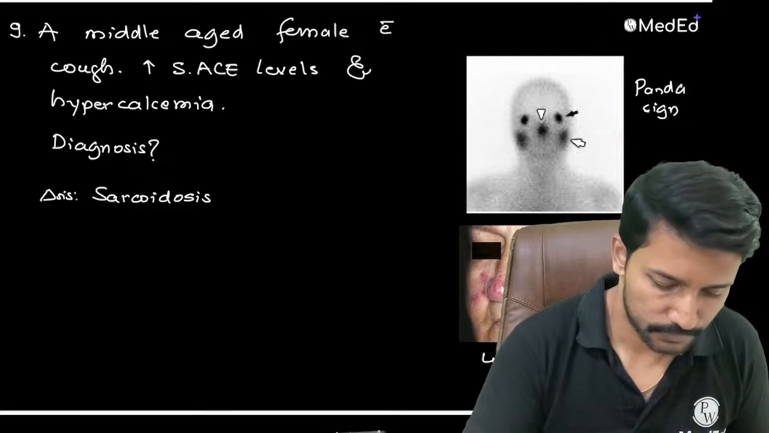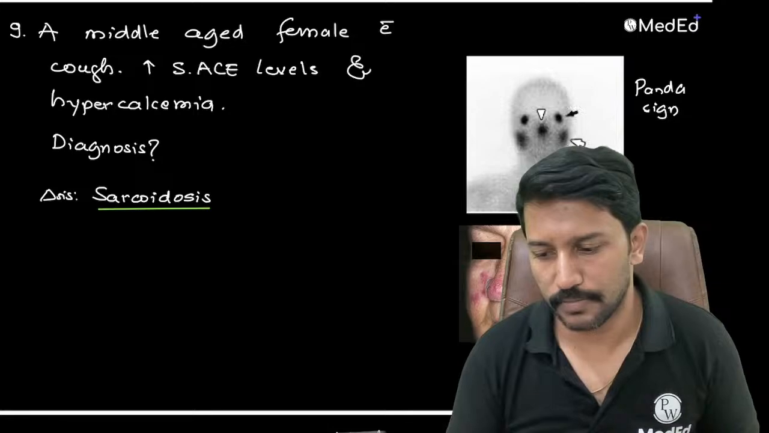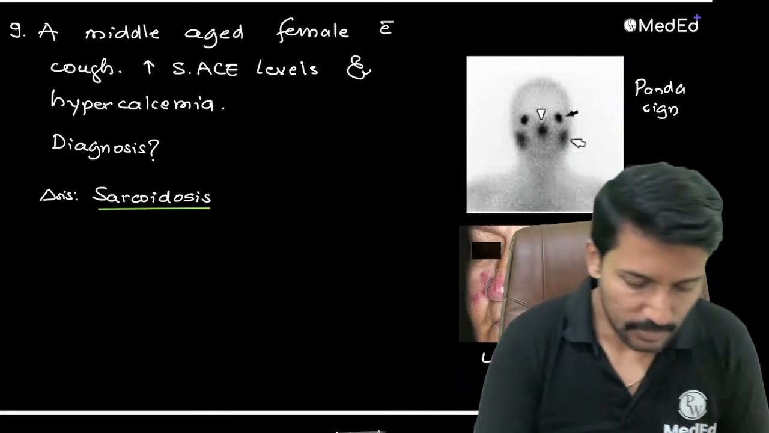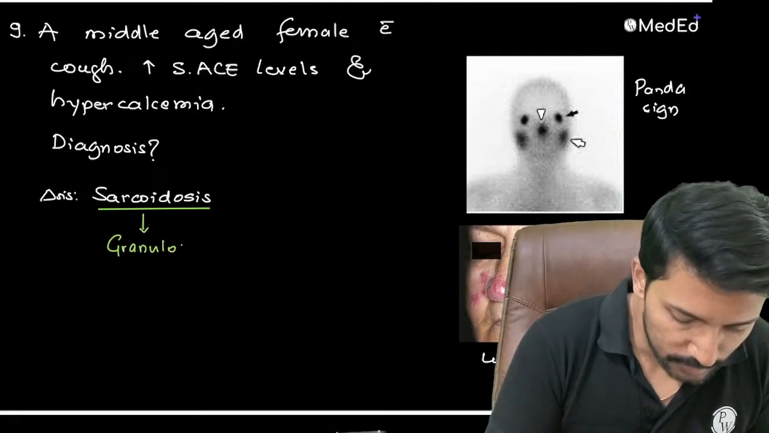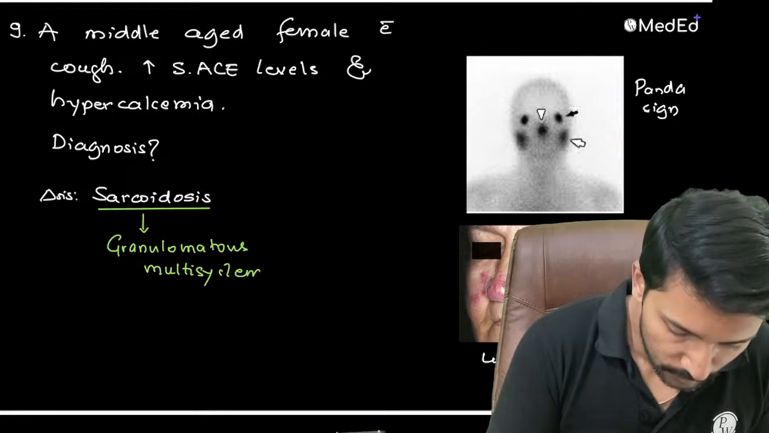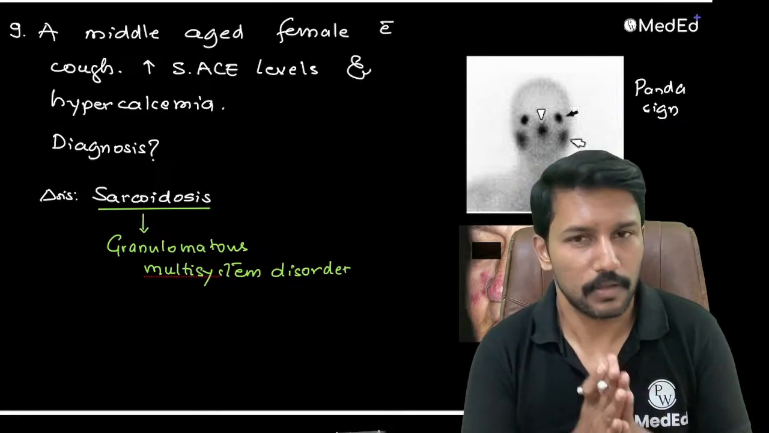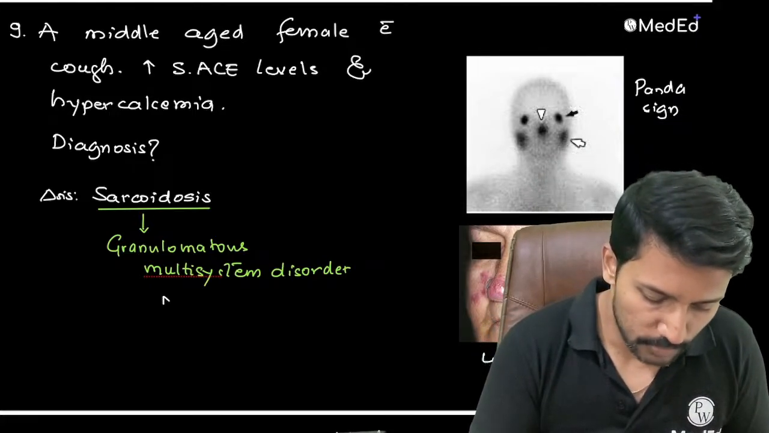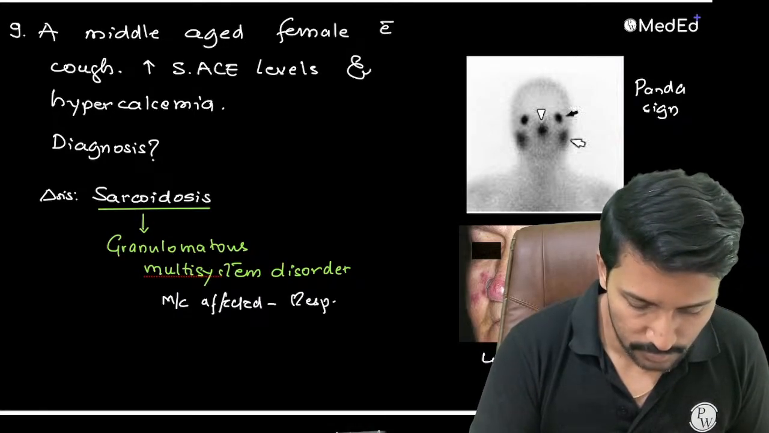What is sarcoidosis? Sarcoidosis is a granulomatous multisystem disorder, just like tuberculosis, right? Granulomatous multisystem disorder. The only difference between this and tuberculosis, see, when I say multisystem, multiple organs are affected, but most commonly affected organ is respiratory system only, right? Just like TB.